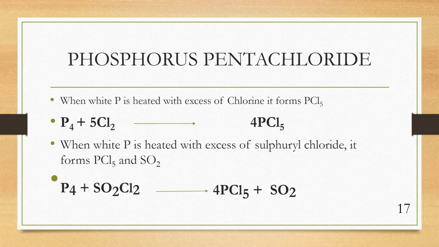Coming to the next molecule, which is known as phosphorus pentachloride. When white phosphorus is treated with excess of chlorine gas, it forms phosphorus pentachloride. It can also be prepared by treating white phosphorus with excess of sulfuryl chloride. What is the sulfuryl chloride? It has the formula SO2Cl2. It forms phosphorus pentachloride along with sulfur dioxide.